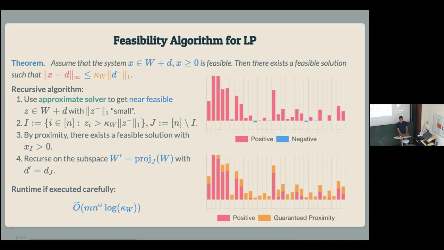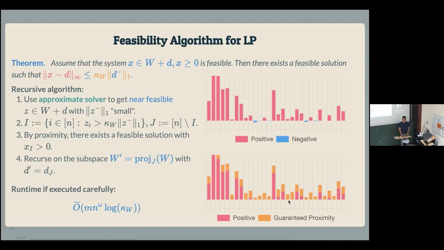So you have some large coordinates, maybe this one and this one here, that you can't forget about, because whatever you are doing essentially on the other coordinates will not influence them that much that they are in danger of going down to zero again. So that is the high level idea. You find this near feasible solution, you recurse in your algorithm on the small coordinates, and whatever error that introduces on the large coordinates will still keep them positive. And if you do that, if you recurse on that n times, then you have your feasibility solver.